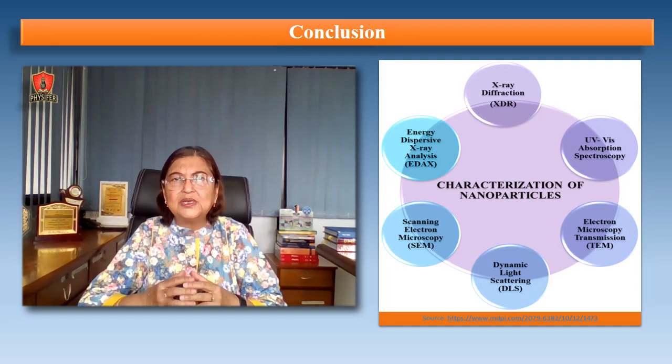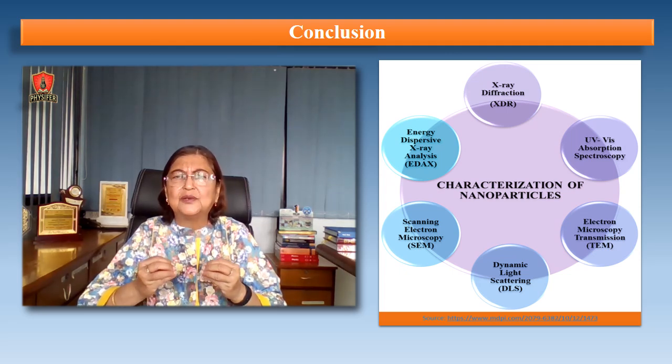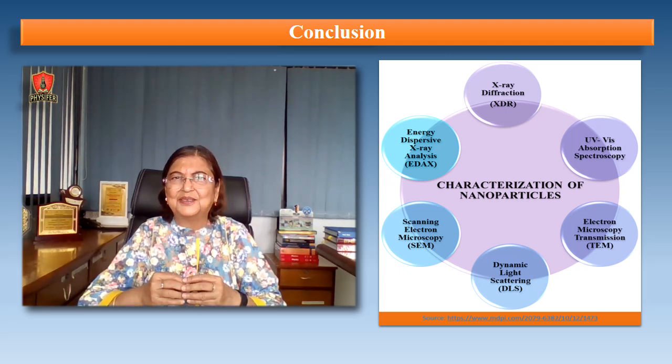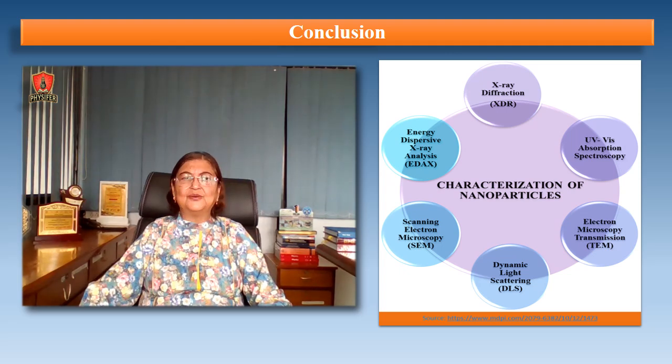We can conclude this discussion in a few major points. Seeing nanoscale objects requires advanced microscopy techniques beyond conventional tools. Electron microscopes and scanning probe microscopes are the backbone of nanotechnology research, allowing scientists to explore and manipulate matter at the atomic and molecular levels.